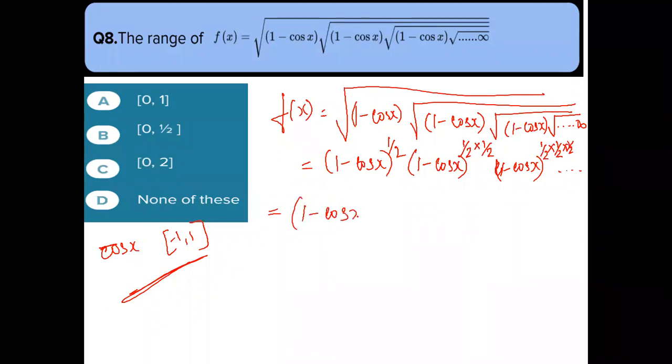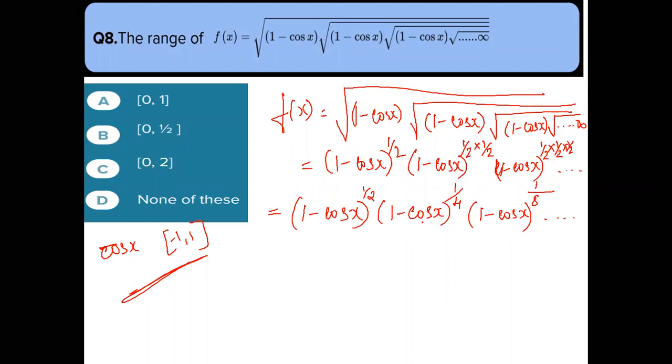1 minus cos x to the power half, into 1 minus cos x to the power 1 by 2 into 1 by 2, which is 1 by 4. Correct? Multiplication is numerator with numerator, denominator with denominator. So 1 into 1 is 1, 2 into 2 is 4. Next, 1 minus cos x to the power, numerator 1, denominator if you multiply it is 8, and it goes on. Correct?